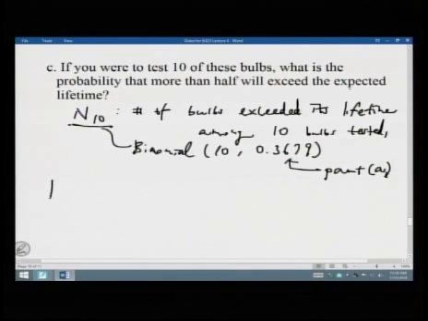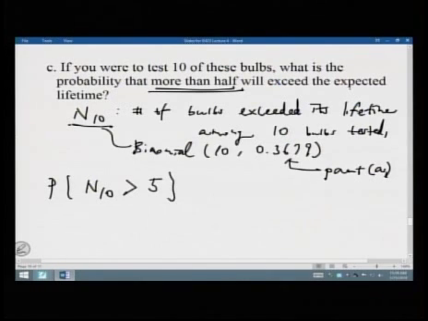So what is the desired probability then? Probability N sub 10 is what? More than half. It's bigger than or equal to 5? More than half is just bigger than 5. So the equal sign shouldn't be included here because it's more than half. Half is 5, right? So it's greater than 5. That is the desired probability.